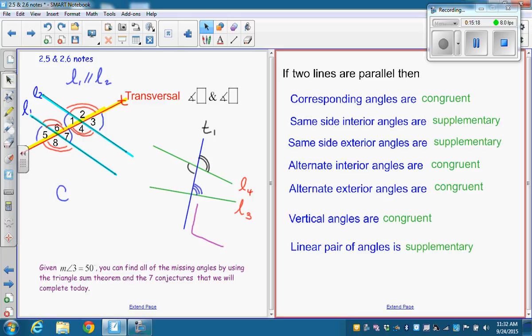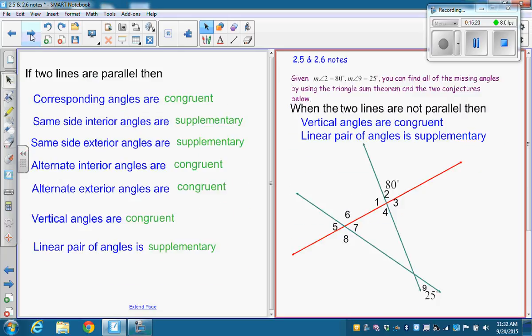So how are you going to use this in a problem? Tonight you're going to do a worksheet, and sometimes you'll have parallel lines and sometimes you won't. We just looked at an example with parallel lines, but when the lines are not parallel, the only things that are true all the time are vertical angles are always congruent no matter what, and linear pairs are always supplementary. You might have a problem tonight where you have to use all the theorems you know so far, like the triangle sum theorem, to find all the missing angles.